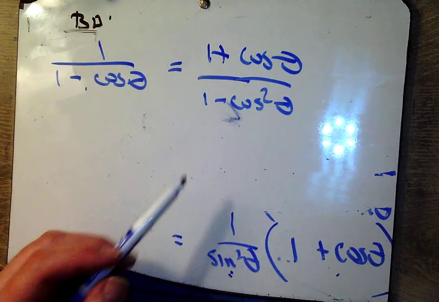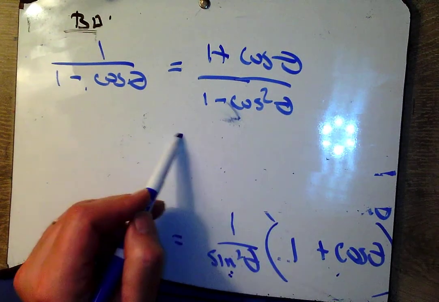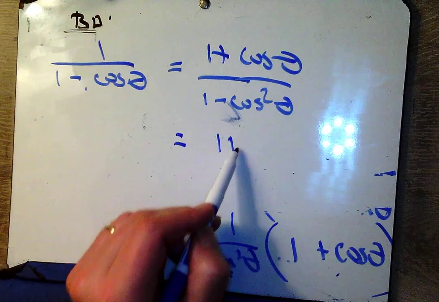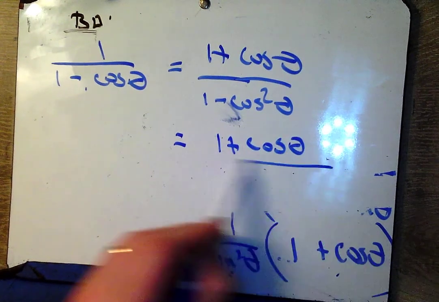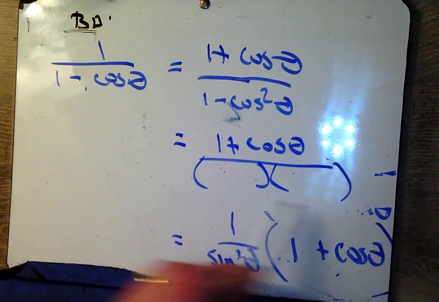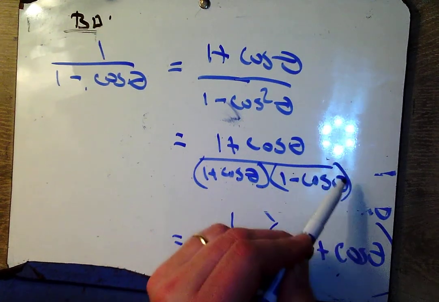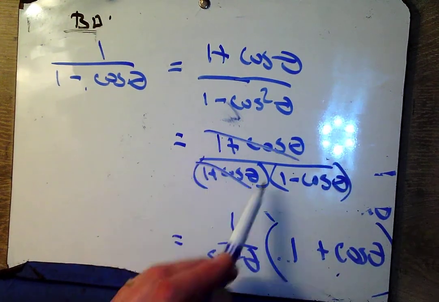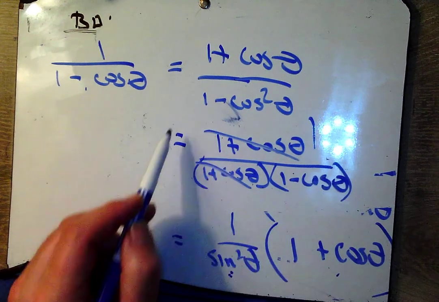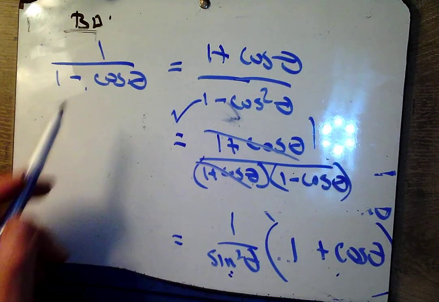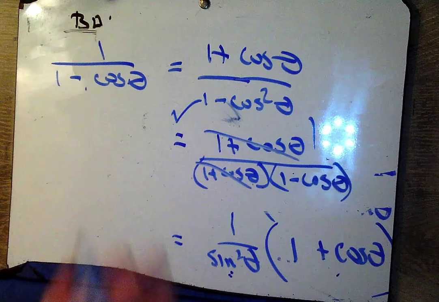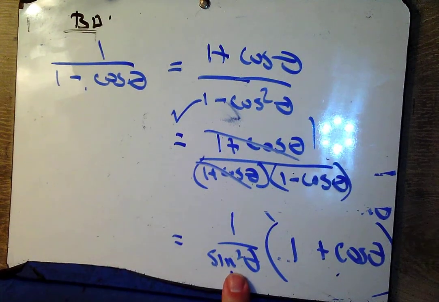Okay. Hey, that's a difference of squares. So if I factor that on top, I still have the 1 plus cosine theta. But now on the bottom, I've got 1 plus cosine theta, 1 minus cosine theta. And lo and behold, I end up with 1 over 1 minus cosine theta. And I'm done. So that's one approach where you turn this into cosine stuff.